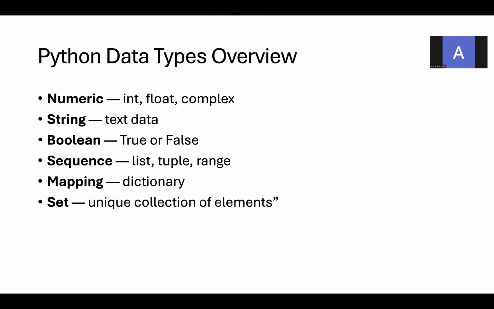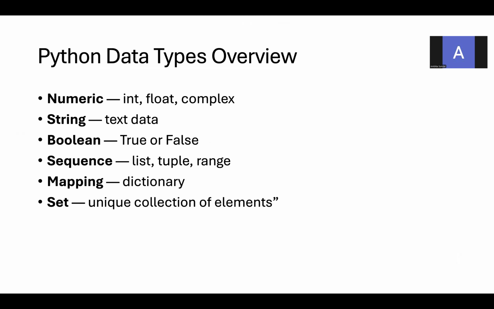Python data types overview: numeric, string, boolean, sequence, mapping, and set. Integer, float, and complex all operate on numbers, so they belong to the numeric type. Text data belongs to the string type. It can be a word, a character, a string, or a sentence. Boolean means true or false, 0 or 1.